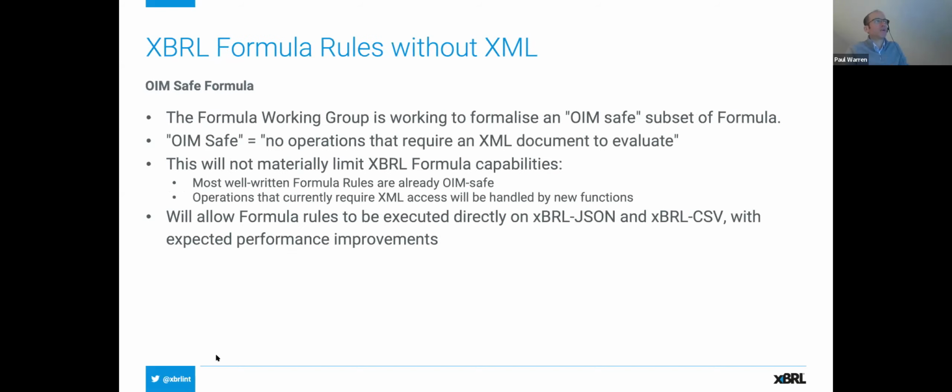So the formula working group is now looking at coming up with what is currently referred to as OIM safe formula, which is an initiative to allow XBRL formula rules to be evaluated directly on an xBRL-CSV report, an xBRL-JSON report, or any other OIM format. XBRL formula is actually fairly well suited to doing this, but as it stands, you can write rules that access the XML document directly. So the OIM safe version of XBRL formula simply forbids operations that require an XML document to be present, so they can be evaluated directly on xBRL-JSON, xBRL-CSV.